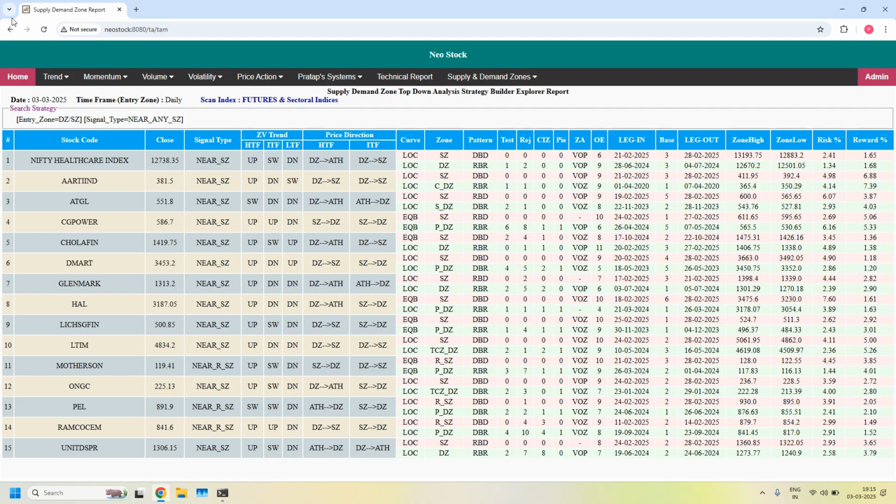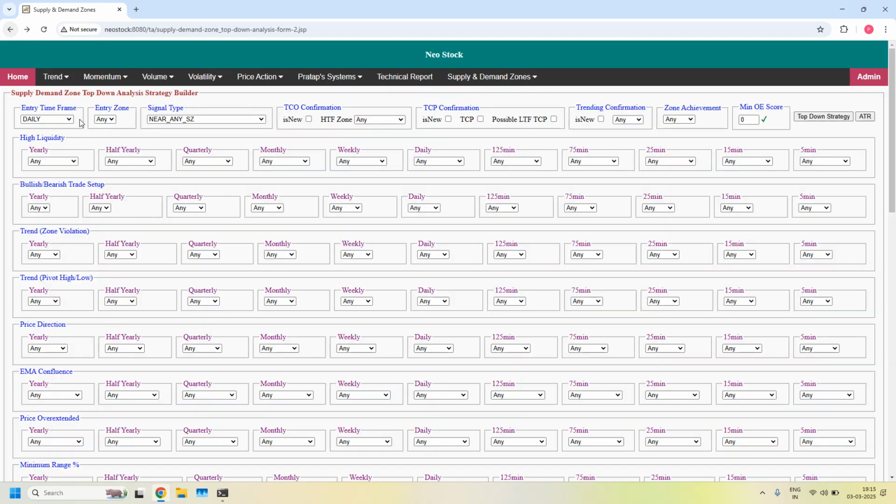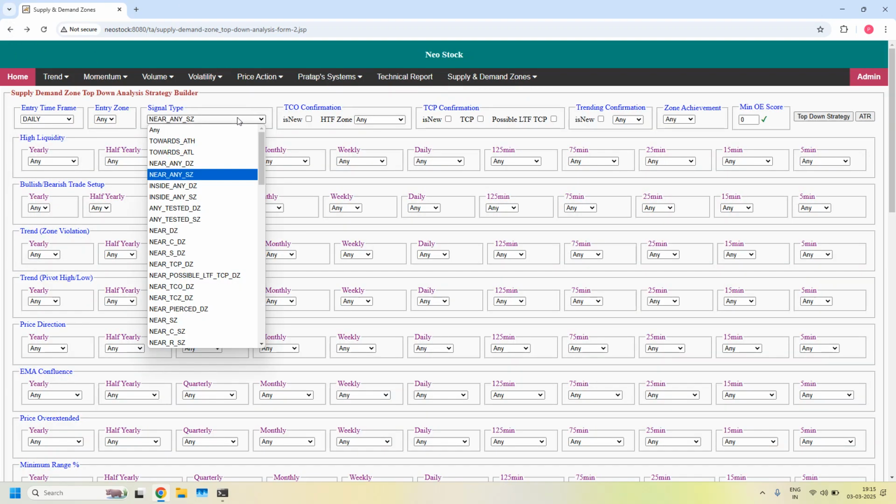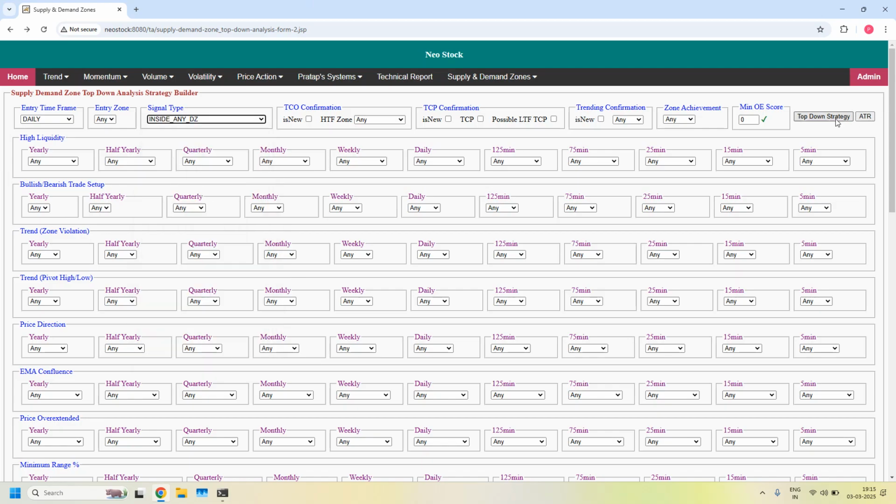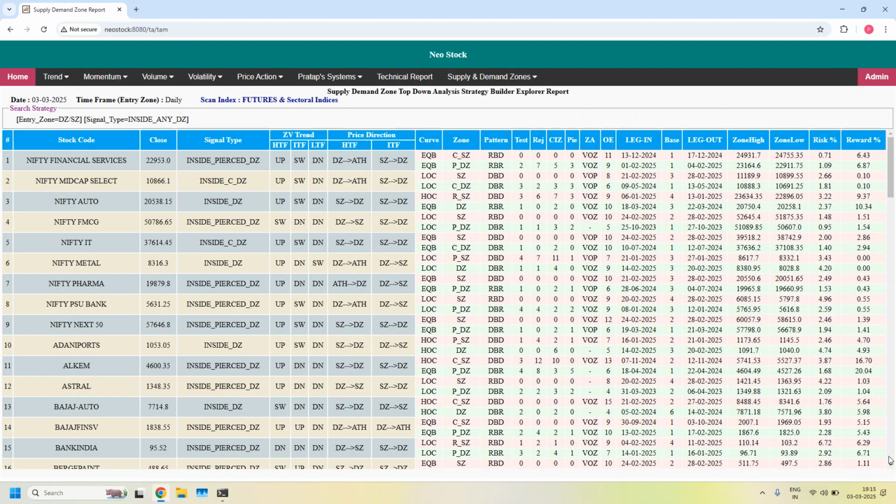Okay. Next, daily time frame, price closed inside the daily demand zone. First 15 stocks in the list. I am scrolling the list down quickly. Later we will further filter with EMA confluence. I am scrolling the list down.